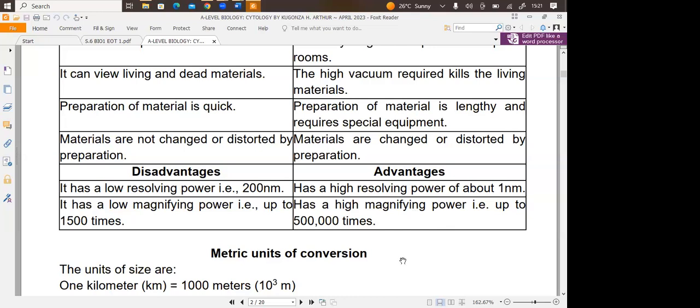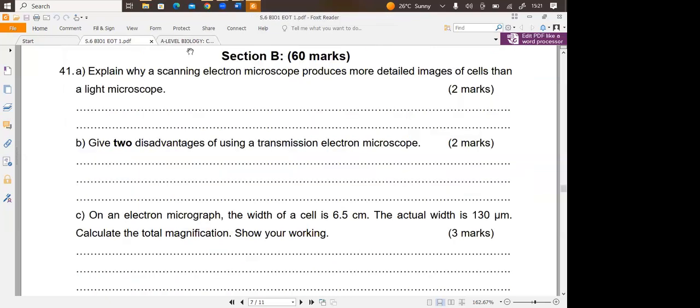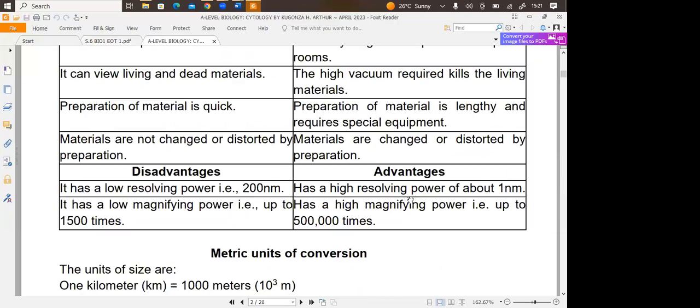Now, I'll put the question back to you. Why do you think a scanning electron microscope produces more detailed images of cells than a light microscope? The clue is in the word detailed. We have two options. Let me simplify your work. Answer A has a high resolving power and answer B has a high magnifying power. One of these answers, if given, is wrong. So what do you think is the correct answer? You can put up your hand or you can write inbox.